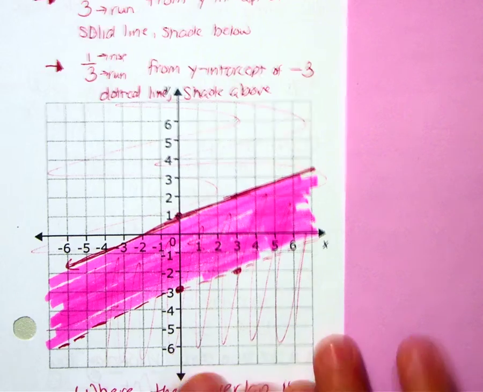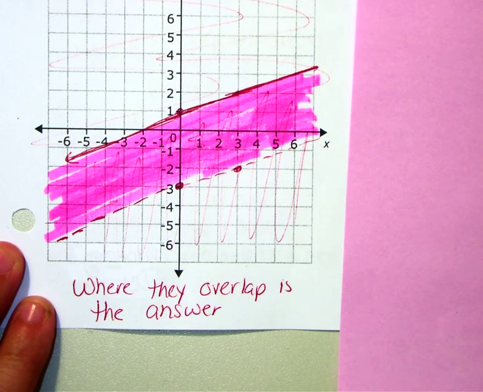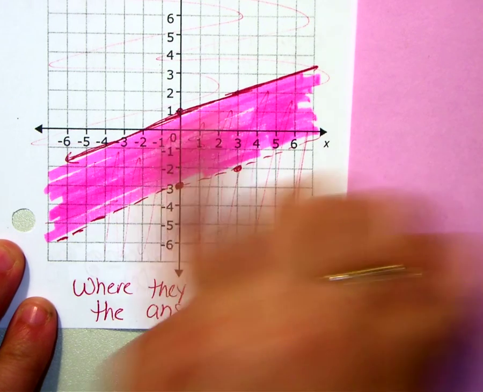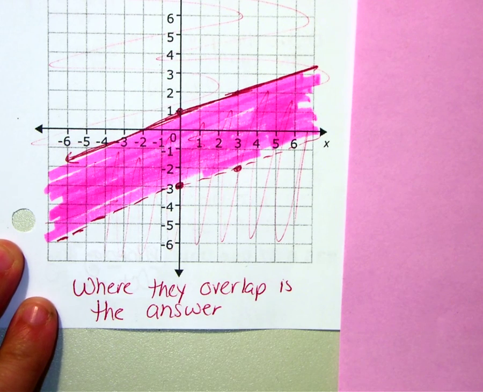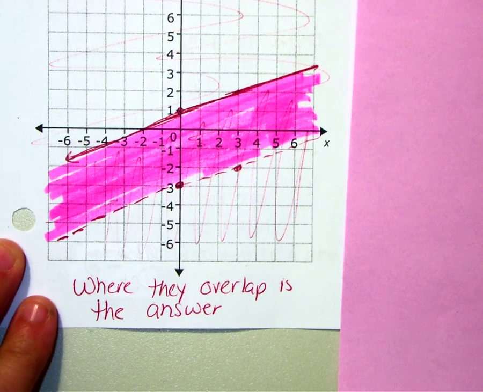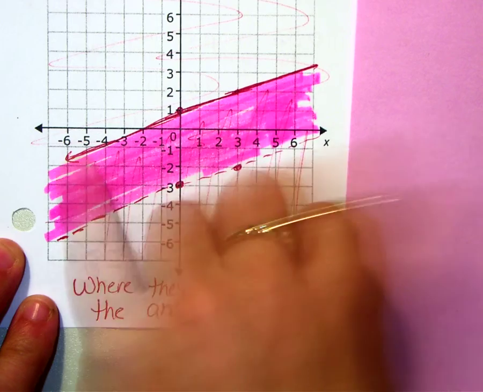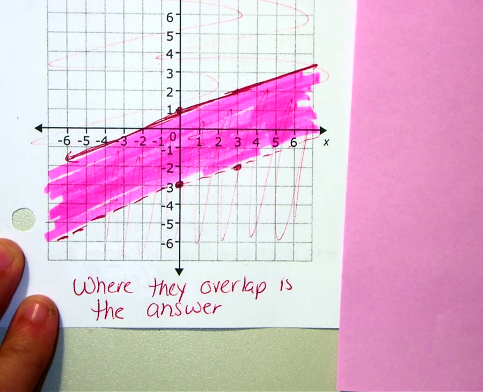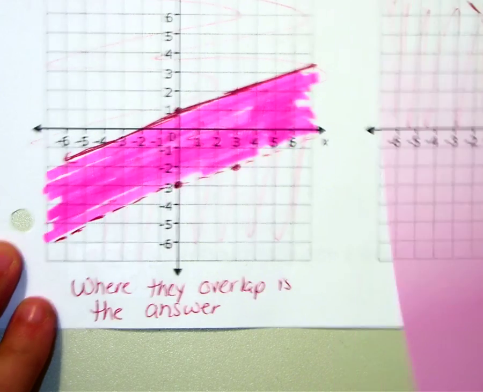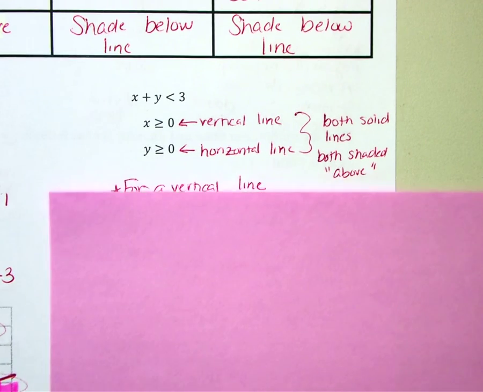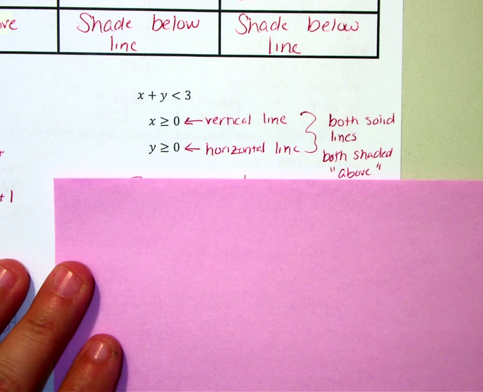Now, for a vertical line, it's a little hard to have above when it's an up and down line. So for a vertical line, above means to the right and below means to the left, because what it really means is a greater than means I need numbers that are bigger than. Well, on a vertical line, things that are bigger always go to the right. And on a vertical line, things that are smaller always go to the left. So above and below for a vertical line means you're either going right or left.